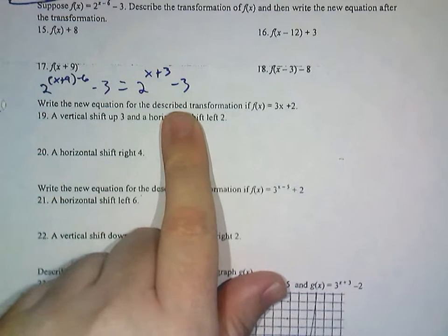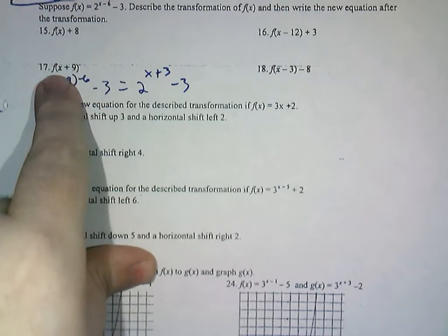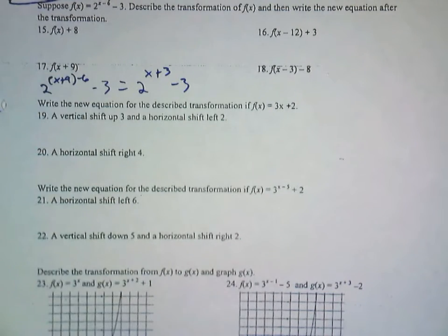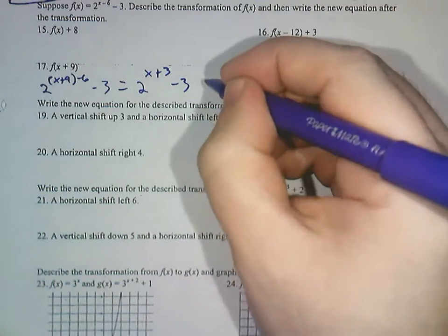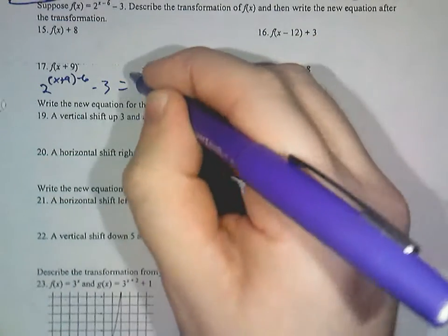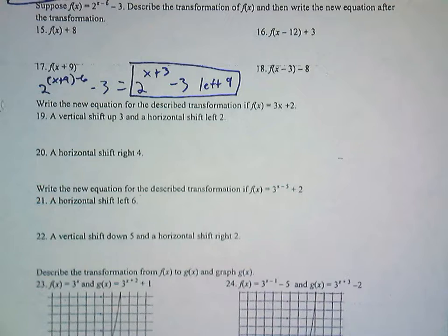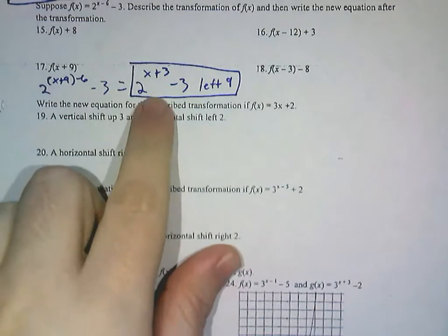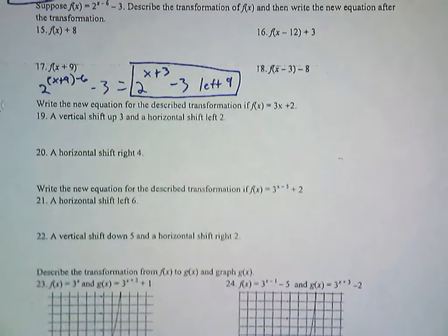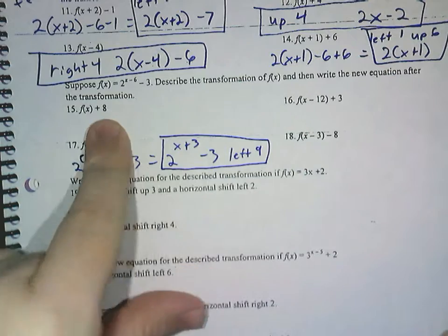I still have to describe the transformation. Again, I added 9 in the parentheses. Adding horizontally means you go to the left that many spots. So this went to the left 9. Those are my two answers for this problem: the new equation and then the description of what happened.